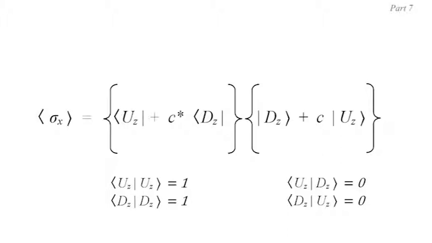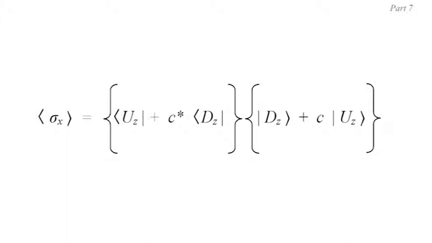On the other hand, up with down gives 0 and down with up gives 0 because these states are orthogonal. These are a bit like two ordinary vectors in real space which are at right angles to each other, and the dot product of them would give 0. So in our calculation, the only contributions from this inner product will come from up multiplications and down multiplication. And the final answer for the expectation value or the average value of the components of the spin in the x direction comes out to be C plus C star.